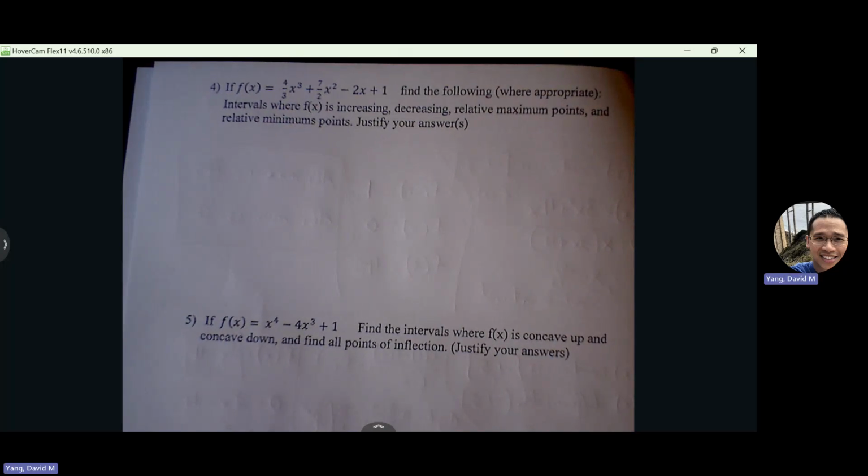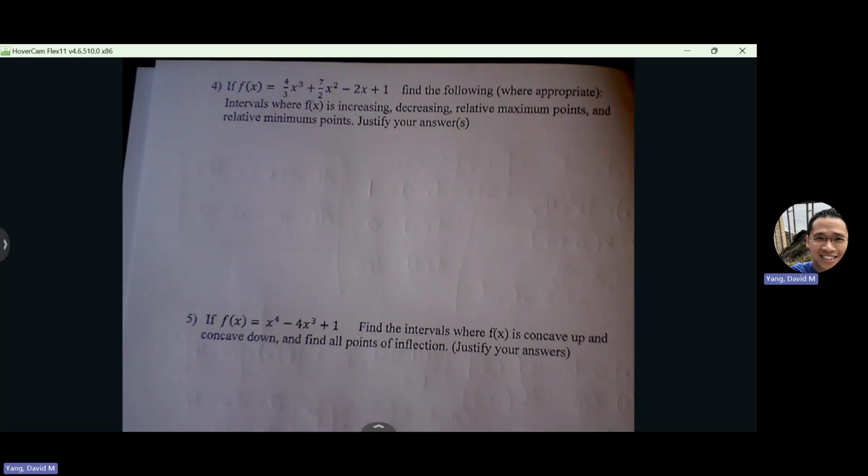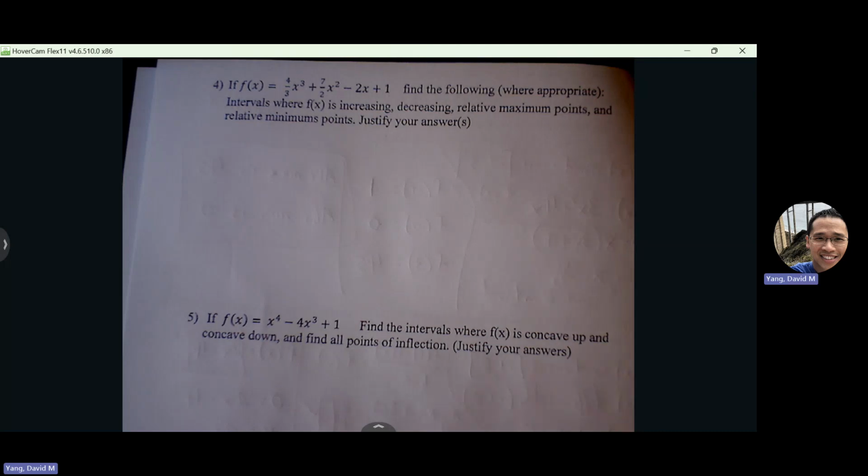Okay, so number 4, f of x is a polynomial given. Find the following: intervals where the function is increasing, decreasing, relative max, relative min. This is all going to be within first derivative test. So you're going to find f prime, set f prime equal to 0, find your critical points, create your f prime sign line, and then everything that you need will just be pulled from your f prime sign line.